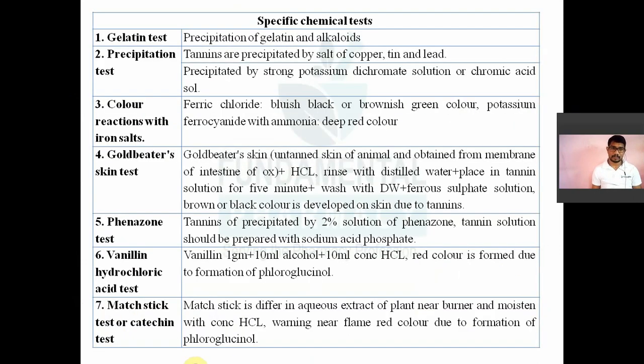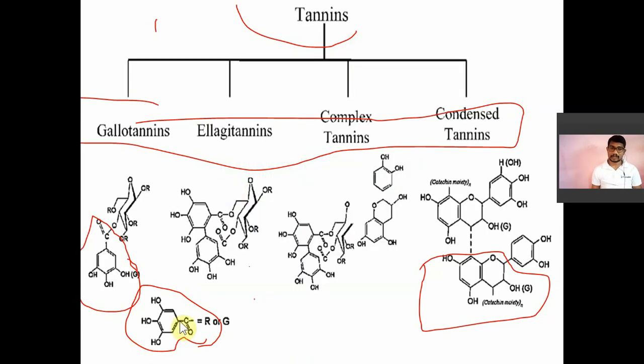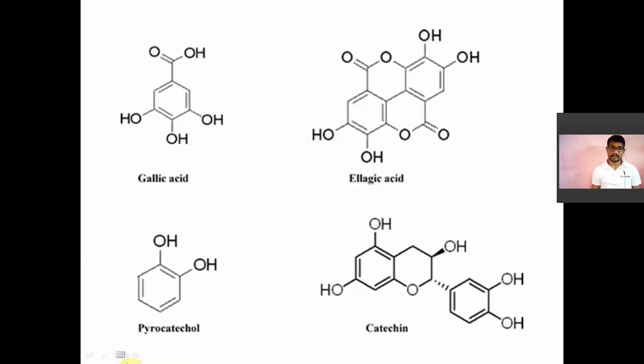So these are not derivatives of that; they are derivatives of this structure only. So these are the structures. The basic structure of tannins will look like this. Then again, individual structures: you can see gallic acid, then ellagic acid, pyrocatechol, catechin. So gallic acid will look like this.